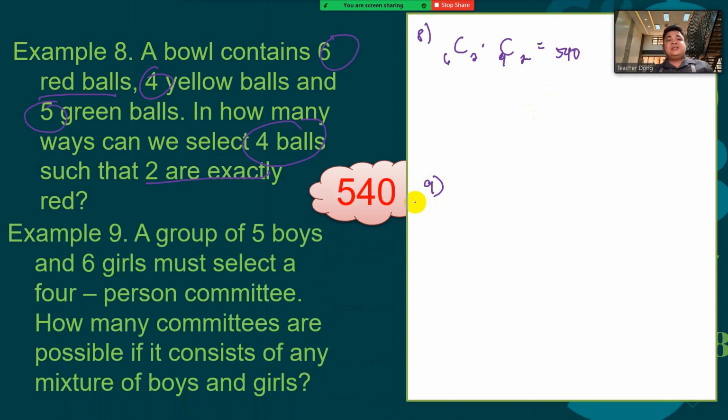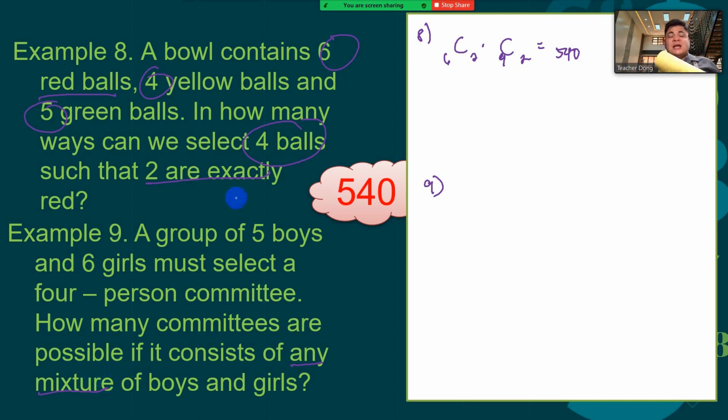a group of 5 boys and 6 girls must select a 4-person committee. How many committees are possible if it consists of a mixture of boys and girls? So the only problem is we are not only using the word any. So it's mixture. It means that from the 4-person committee, we are not allowed to have all girls or all boys. So that's the problem. So there must be at least a girl and a boy in every committee. So we will be subtracting.